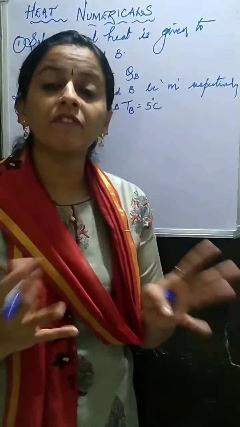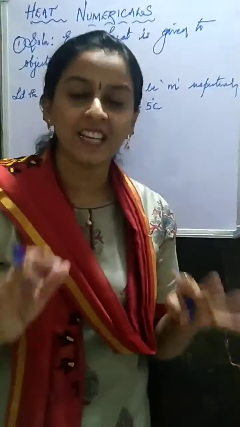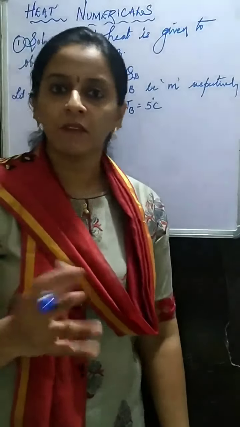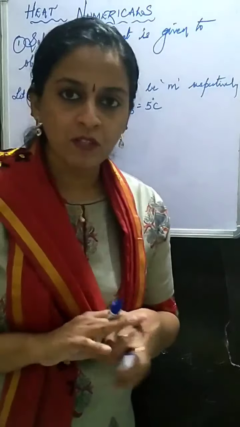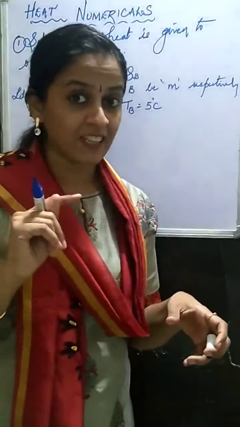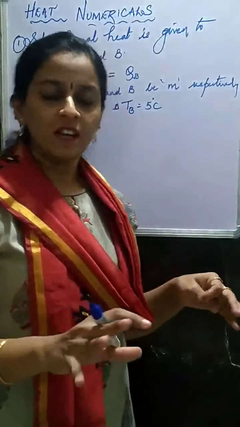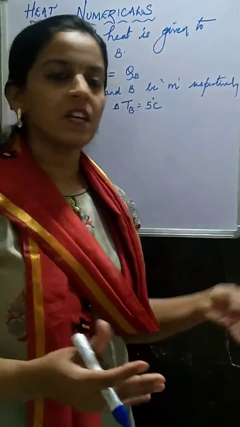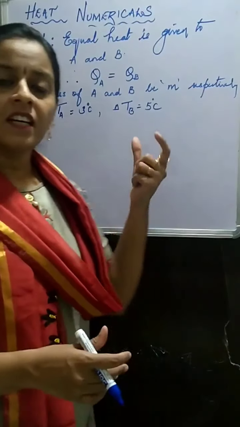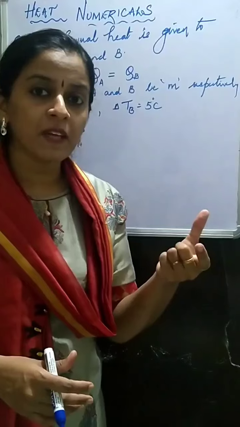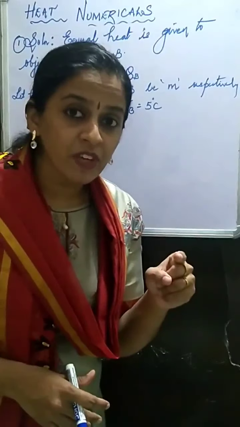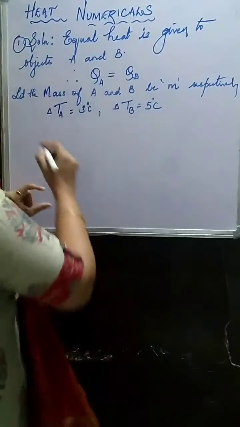Now, there are two different objects. So, obviously, their specific heat capacity will be different, no? Specific heat capacity of different objects are different. We did that activity. Iron, copper, lead, spheres, okay? All will absorb different heat. So, let us consider: what is the symbol for specific heat capacity? C.